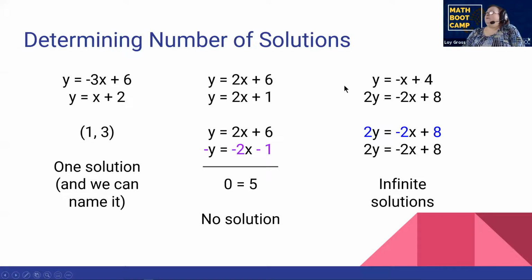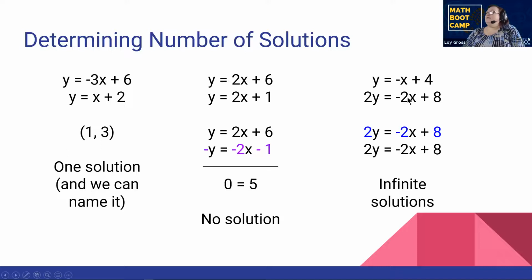Here we have a set of two equations, y equals negative x plus 4, 2y equals negative 2x plus 8. We're going to take that first equation and multiply it by 2, 2y equals negative 2x plus 8, and now we can add those together. Oh, wait a minute, I'm not going to add those together. Look, it's the same equation.